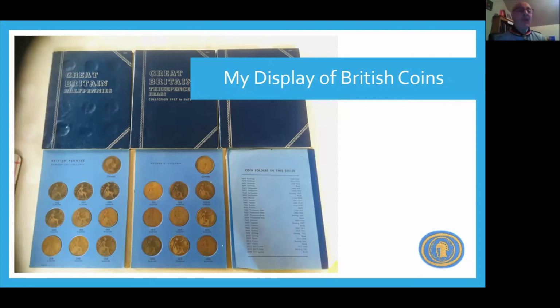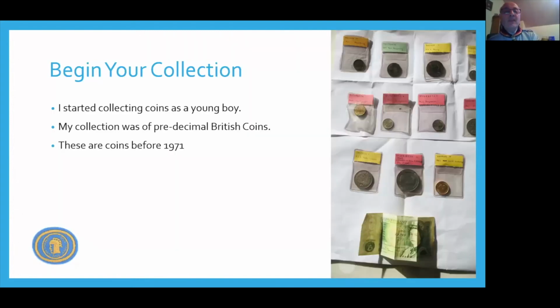And you've got there on the bottom British pennies, and they're from the reign of Edward, I think the 6th or 7th. Let me see on here. It's Edward the 7th. And I'm collecting one coin for each of the years. And you see, I've been able to do that. And I began my collection as a young boy.